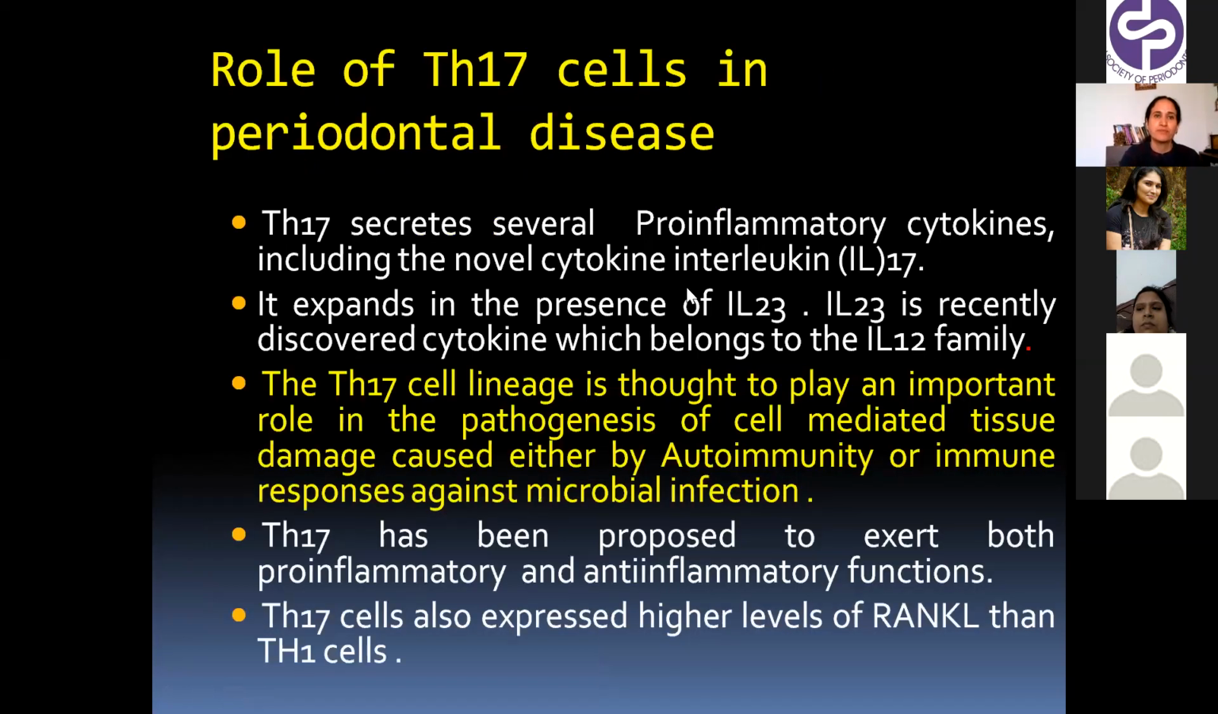Now, the role of Th17 cells is that it secretes, as I was telling you, IL-17, 22 and 23. It's thought to be important in the pathogenesis of cell-mediated immunity, and it's also important from the autoimmunity point of view. This is the cell which will ultimately lead to the uncontrolled elaboration of different types of cells.